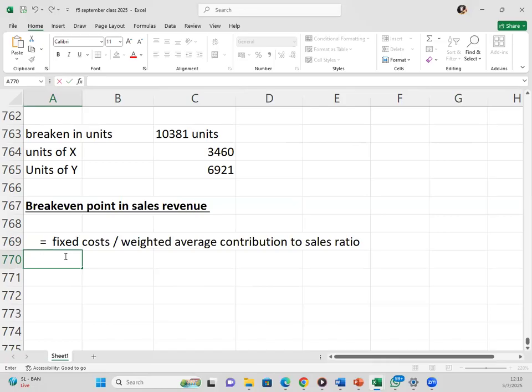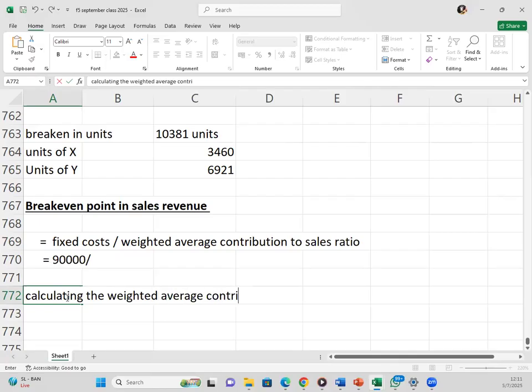So the fixed cost is given in the question. The fixed cost is 90,000. But what we need to work out now is the weighted average contribution to sales ratio. So, calculating the weighted average contribution to sales ratio.